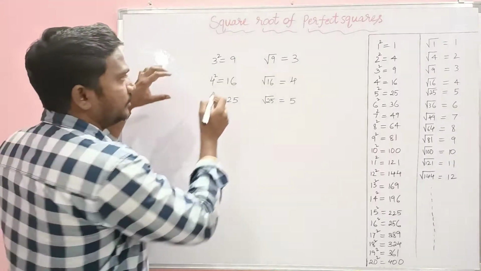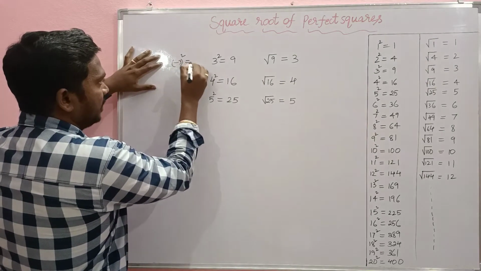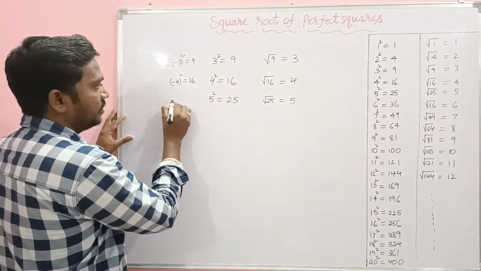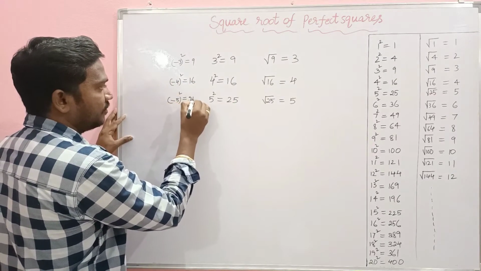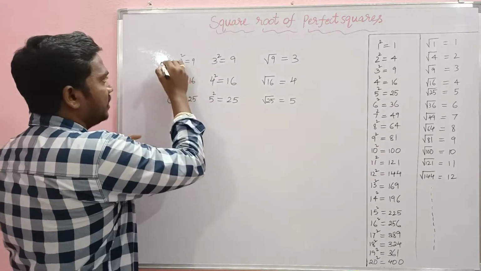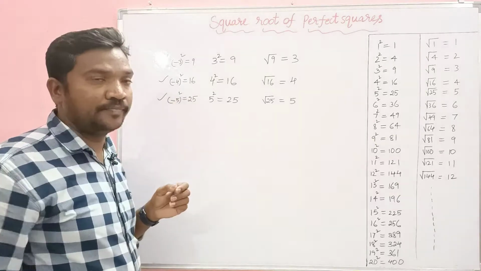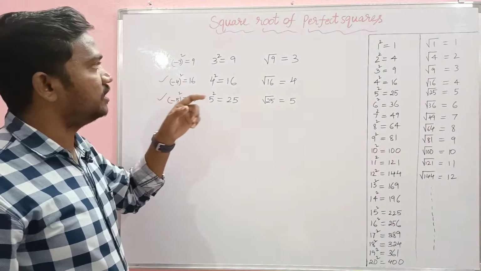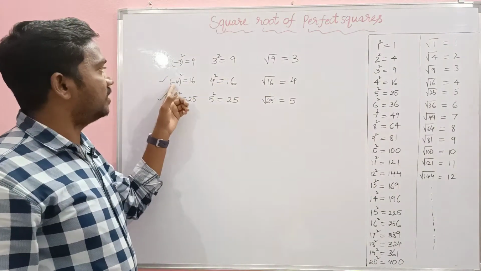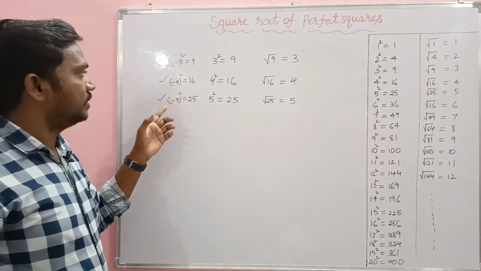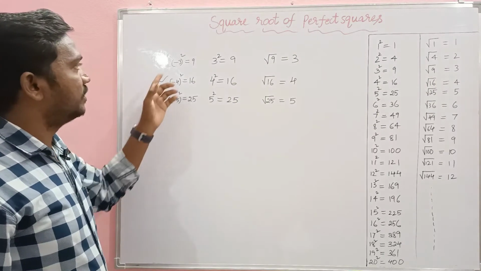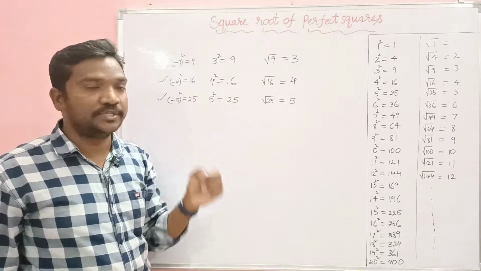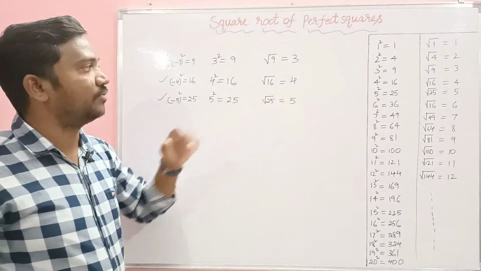Now, you may have a doubt. Minus 3 whole square is also 9. Minus 4 whole square is also 16. Minus 5 whole square is also 25. Now, are minus 3, minus 4 and minus 5 the square roots of 9, 16 and 25? Is minus 3 square root of 9? Is minus 4 square root of 16? Yes, absolutely. Minus 3 is the square root of 9 and minus 4 is the square root of 16. Minus 5 is the square root of 25.